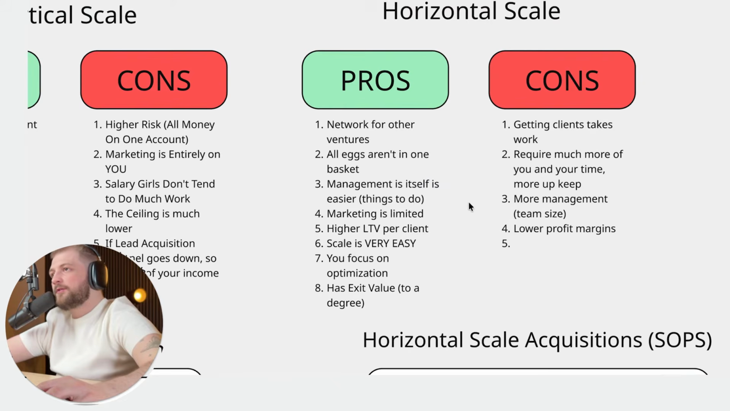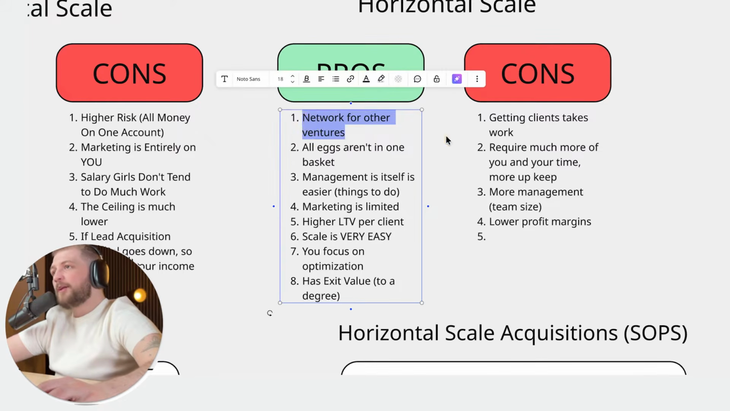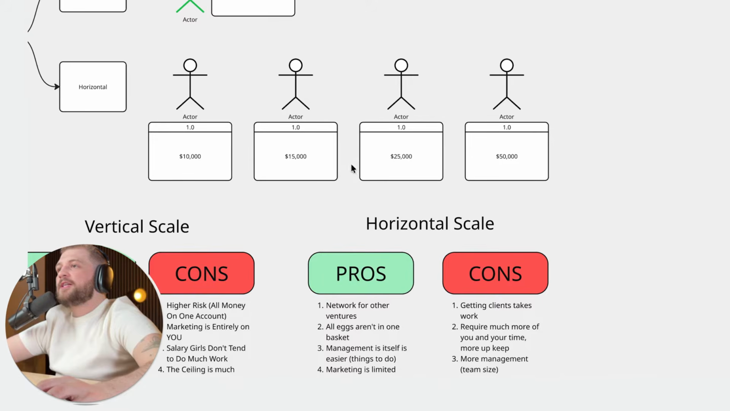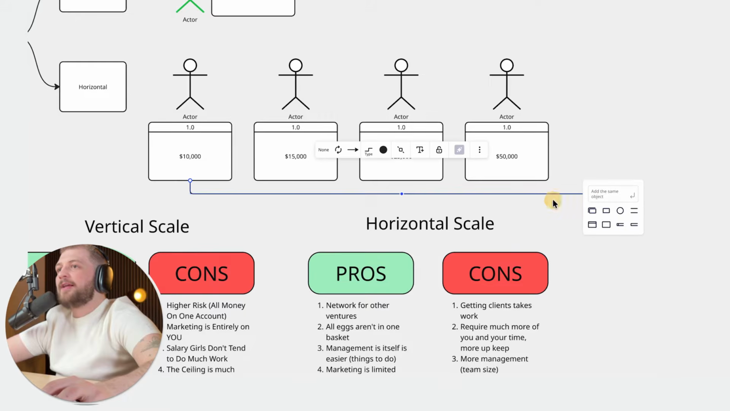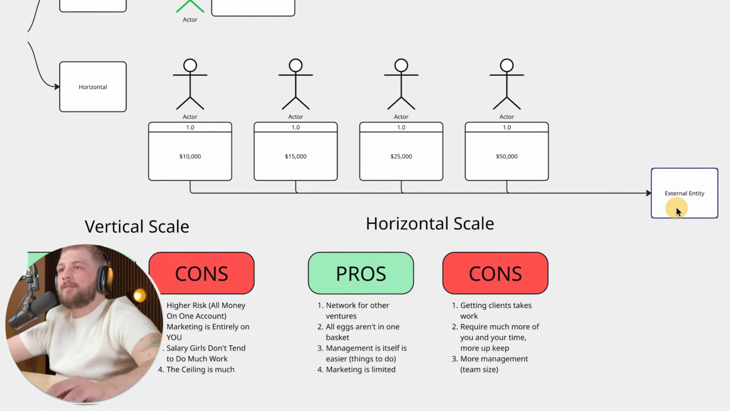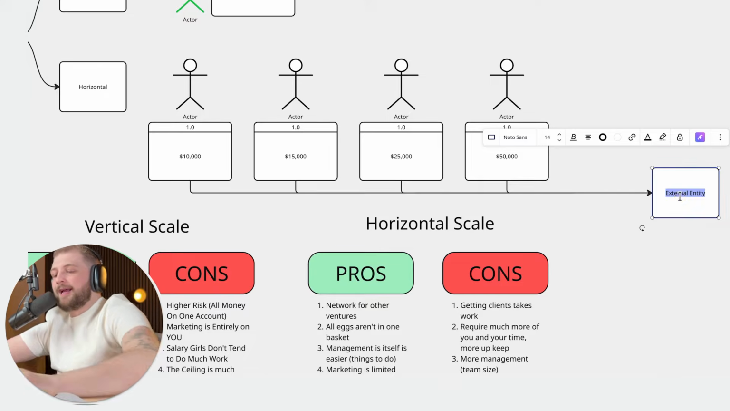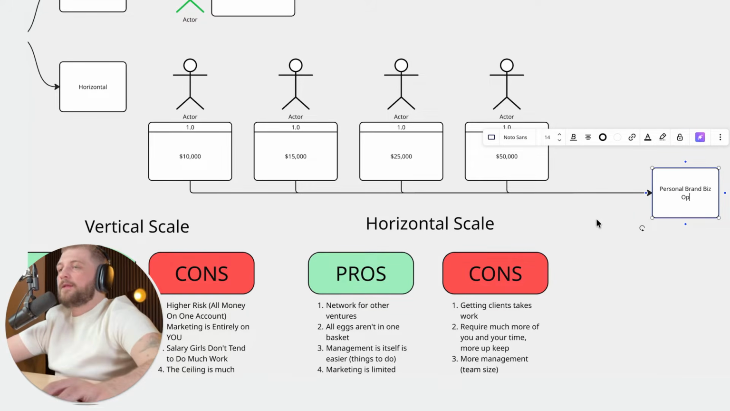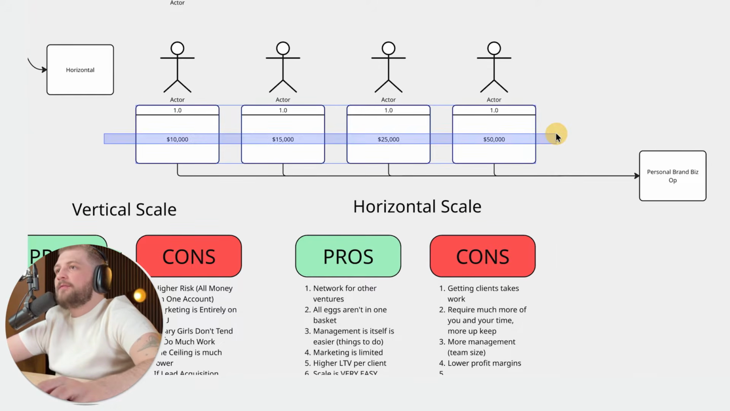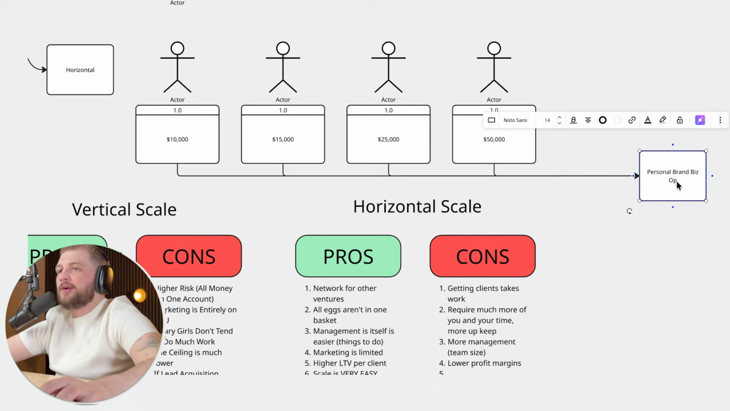Now, on a horizontal scale, there are some pros. One, you have a network for other ventures. Let's say you position your agency to scale into some kind of digital business that you now have access to a ton of clients. So one thing that you could consider is, let's say you move all of your clients into a personal brand business. What this means is, let's say you want to get out of OnlyFans, for an example. You have all of these clients that you can transition into your new company, okay?